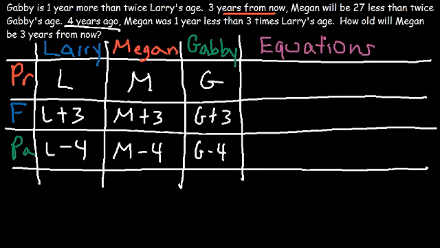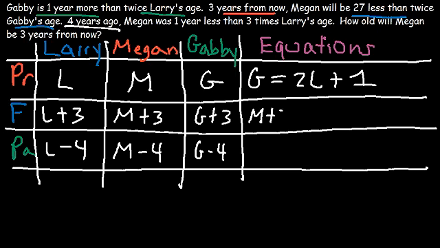Now let's write the equations. So let's focus on the present. Gabby is 1 year more than twice Larry's age. So Gabby, G, is twice Larry's age plus 1. Now what about 3 years from now? Megan is 27 less than twice Gabby's age. So 3 years from now, Megan is going to be M plus 3. And she's twice Gabby's age, which is 2, and Gabby's age in the future is G plus 3. So she's twice that, less 27.